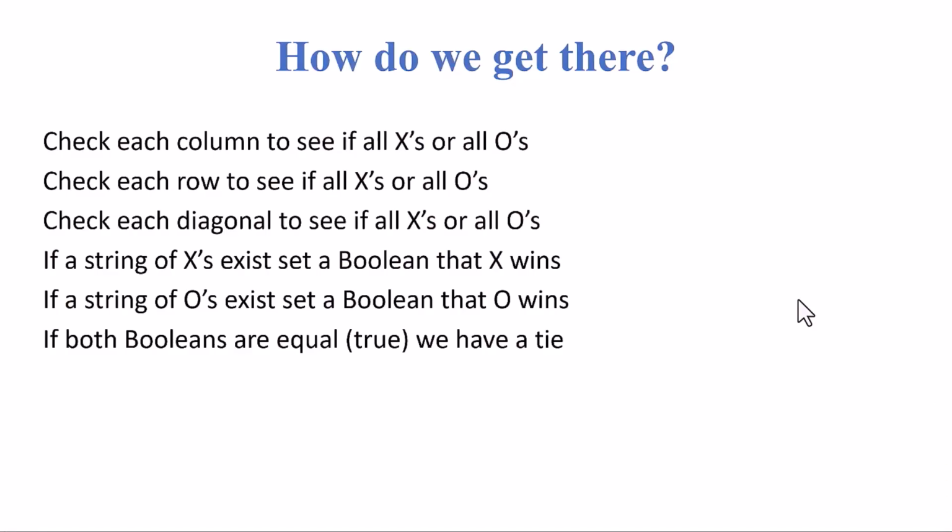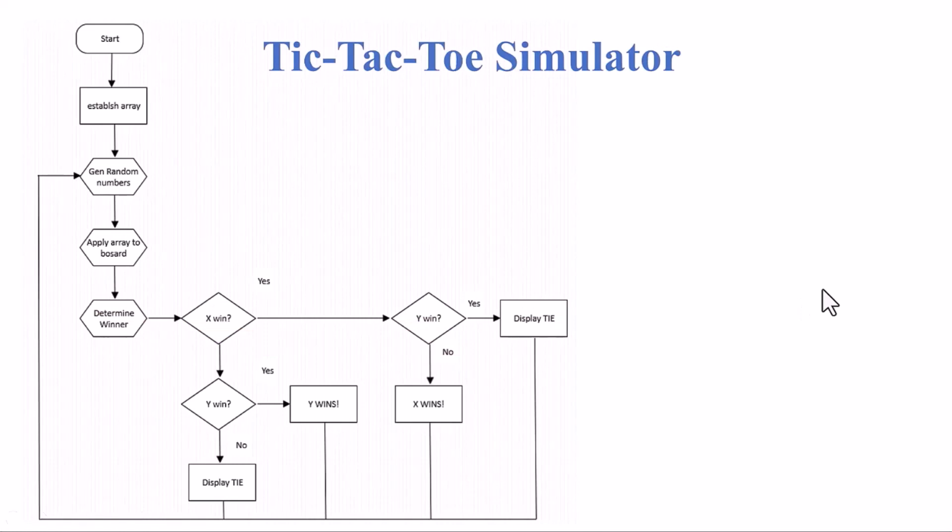Once we've got that, we look at both Booleans, and if they're both true, we have a tie game. Also, if they're both false, we have a tie game. But if we have 1 true, 1 false, we have a winner, either X or O. This is what the flowchart might look like in this particular simulation.